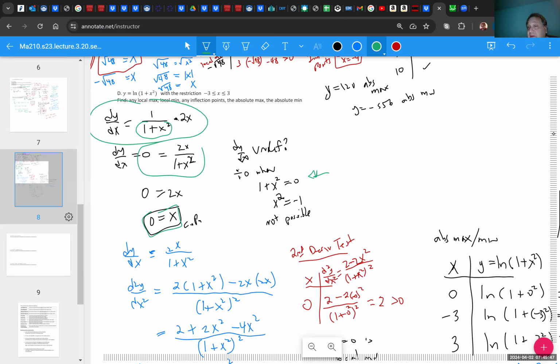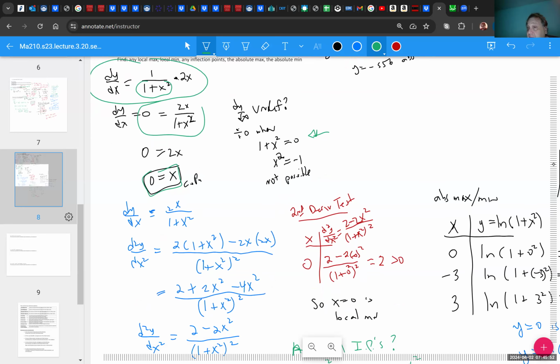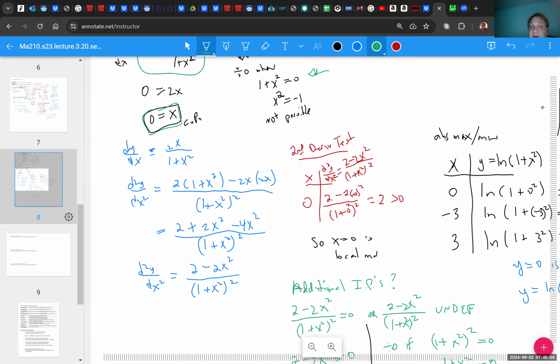So, one critical point to classify as a local min, local max, or inflection point. I'm going to use the second derivative test. So the first thing I'm going to do is find the second derivative. So here's my first derivative. I rewrote it up here.